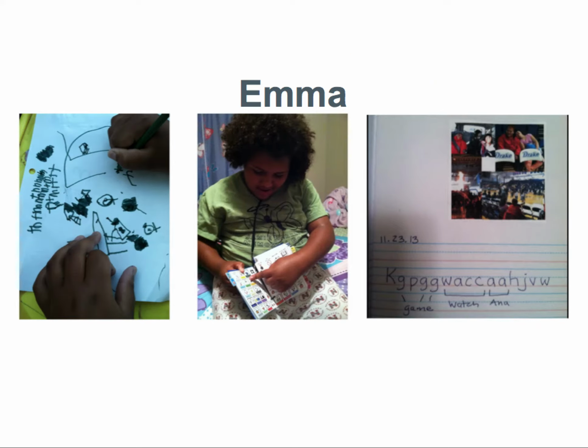This is Emma, and I just wanted you to see an example of some of her drawing and some of her writing. And so in this particular picture, she's got a lot of letters down here and WAC, and so there are lots of G's, and this was interpreted based on context in that picture, that there was a game and she's watching Anna, her friend.